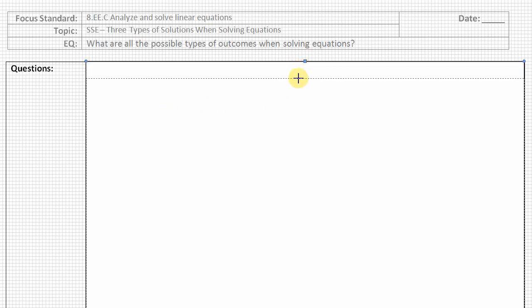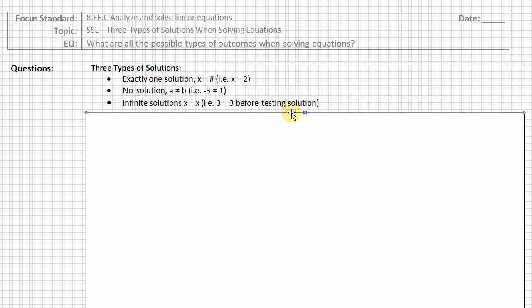So there are three possible types of solutions that we will get when we are solving equations. And the first one is the one we've seen the most, exactly one solution. We know we have this when we get x is equal to some number. For example, in the last video, the problem we did, we got x is equal to 2. So there's exactly one value, 2, that x can be.